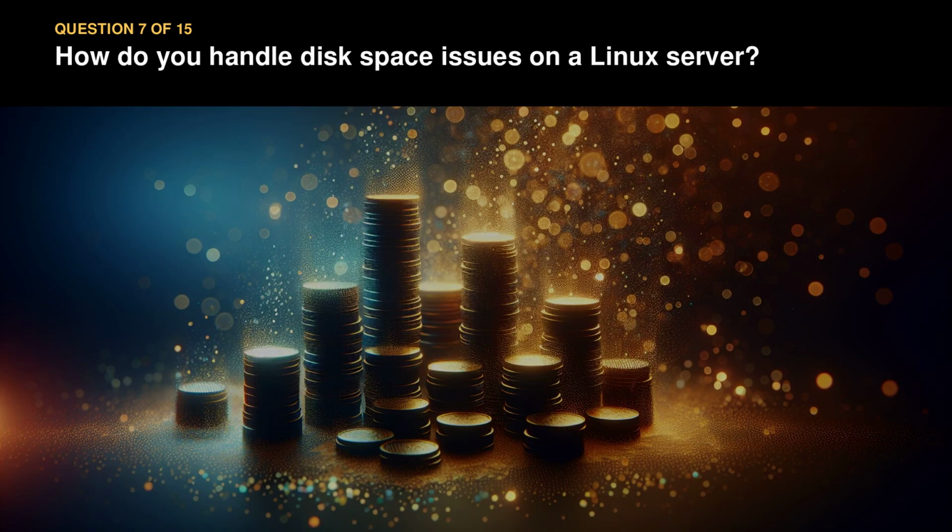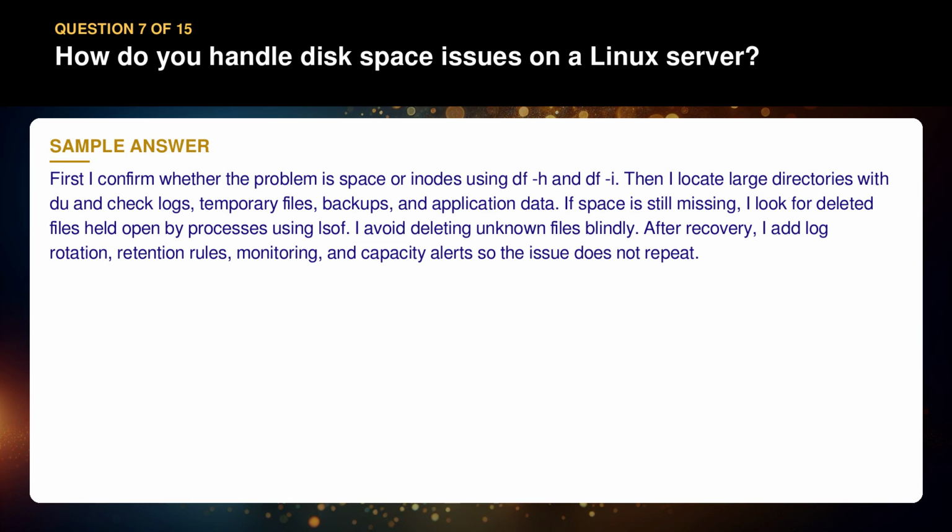Question 7. How do you handle disk space issues on a Linux server? First, I confirm whether the problem is space or inodes using df -h and df -i. Then I locate large directories with du and check logs, temporary files, backups, and application data. If space is still missing, I look for deleted files held open by processes using lsof. I avoid deleting unknown files blindly. After recovery, I add log rotation, retention rules, monitoring, and capacity alerts so the issue does not repeat.